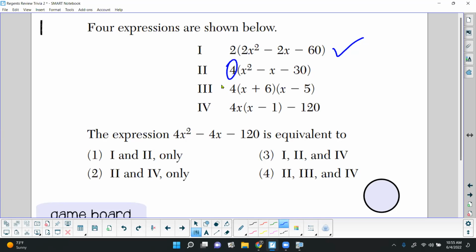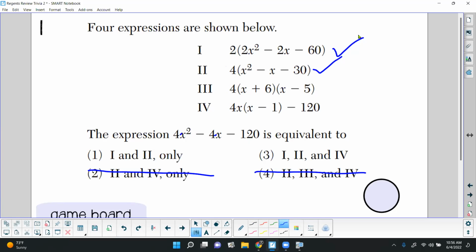Now this one says, what if you factor out a 4? So factor out a 4, we'd get 1, 1, and 30. Oh, this one's also a match. So I know 1 and 2 are definitely equal. So I can start crossing off some things because this is missing a 1.